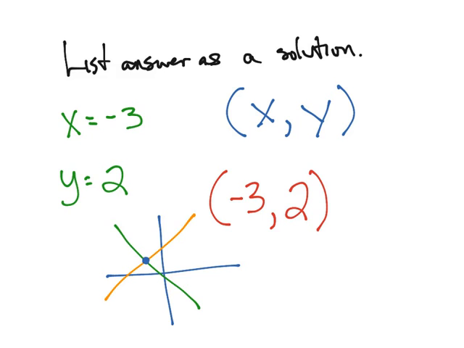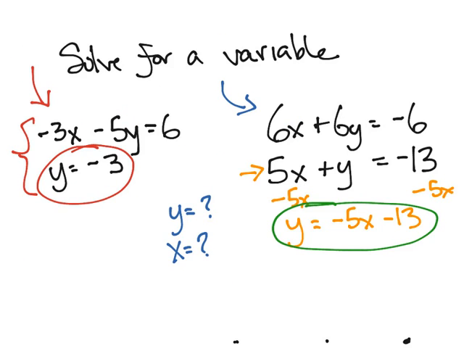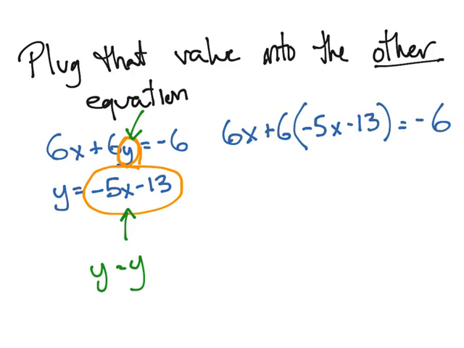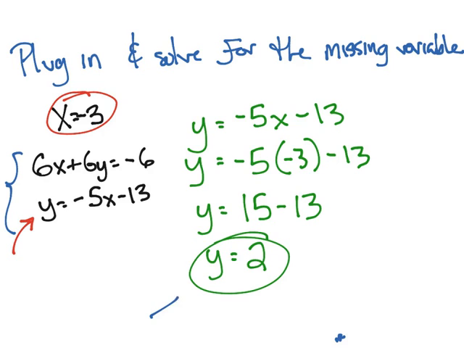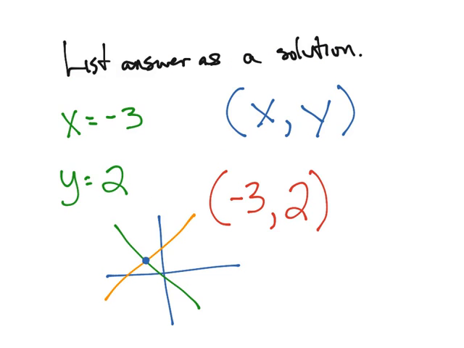So remember, the key to solving a system of equations by substitution is creating this equation right here. You need to solve for any variable. You could have y equals or x equals, but you just have to have that variable by itself. Once we do that, we're plugging it in to replace the variable, and then simply solving for the first variable and then the second. And that's all it takes to solve a system of equations using substitution.